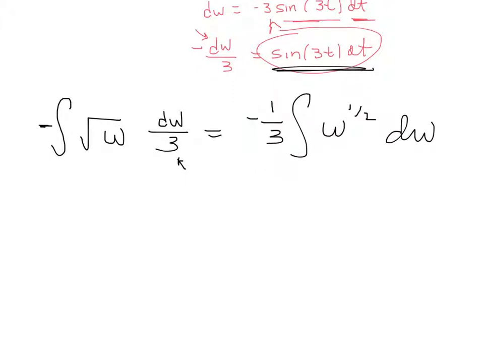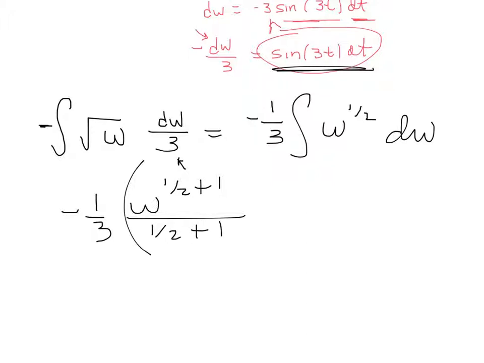So I do my plus 1 thing. So minus 1/3 w to the 1/2 plus 1 over 1/2 plus 1. And of course I get minus 1/3. So that's what, 2 over 2, so 3/2.